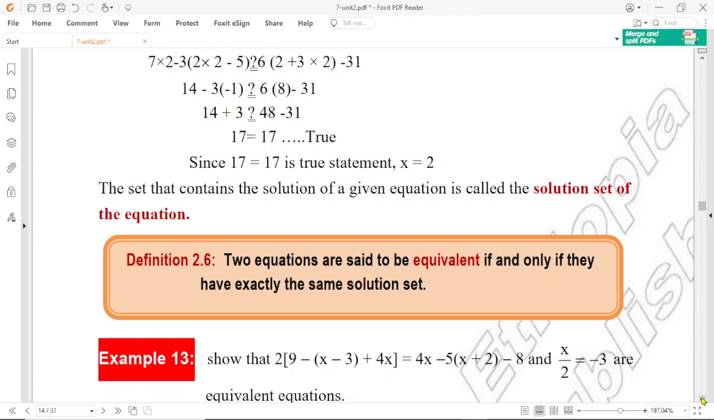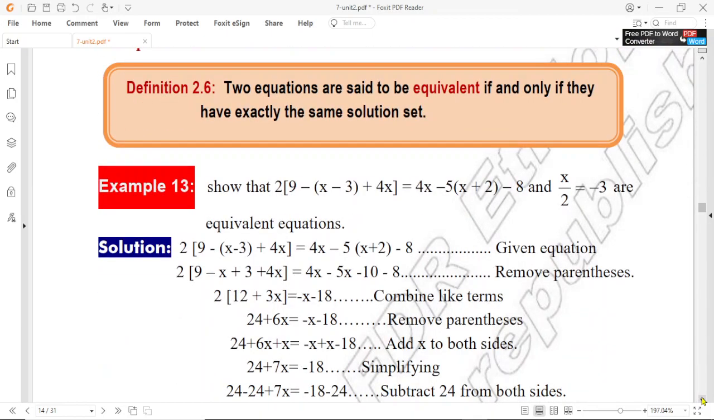Definition 2.6: two equations are said to be equivalent if and only if they have exactly the same solution set. ሁለት equationች equivalent ናቸው ለማለት ተመሳሳይ solution set ካላቸው፣ የሚገኙ አንሰሮች ተመሳሳይ ከሆነ፣ ሶልቭ አድርገን ሁለቱም ኢኩዌሽን ተመሳሳይ ከሆነ they are equivalent equations. Show that 2 times (9 minus (x minus 3)) plus 4x which is equal to 4x minus 5(x plus 2) minus 8 and x over 2 which is equal to minus 3 are equivalent equations.